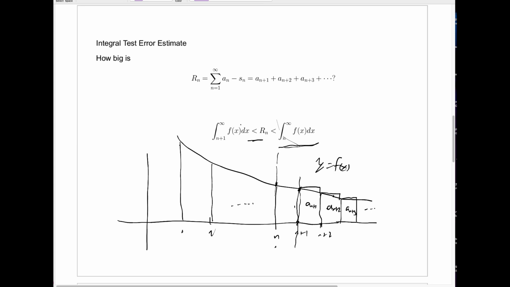Putting those together, we can tell that the error R sub n is tightly bound between these two integrals. What's usually most important for us is this inequality to the right, because if you give somebody an estimate for the error, what you really care about is the ability to say this error is no bigger than some specified amount, and that would be this integral from n to infinity of f of x dx.